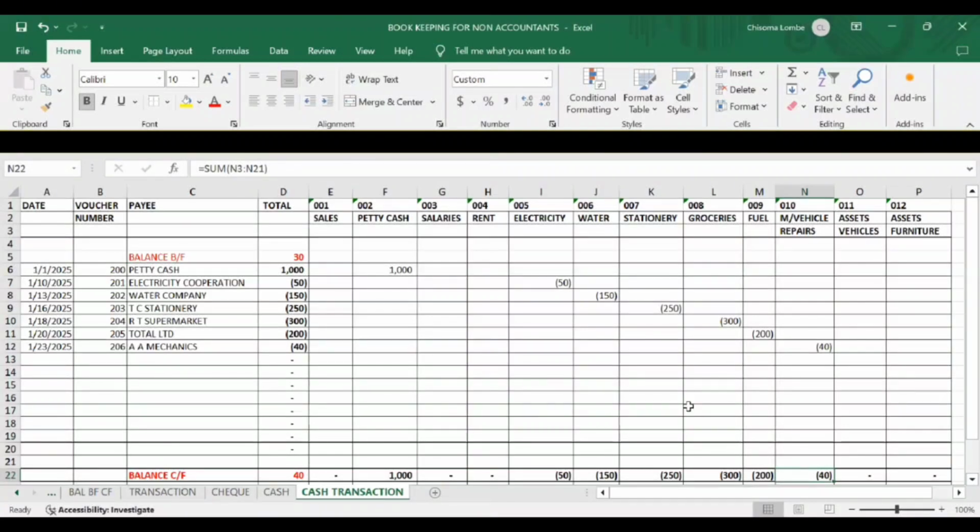Okay, and at the bottom we have the total spent under each line, so we are able to tell how much we've spent under each line item, which is the chart of accounts, to help us make our decisions better.